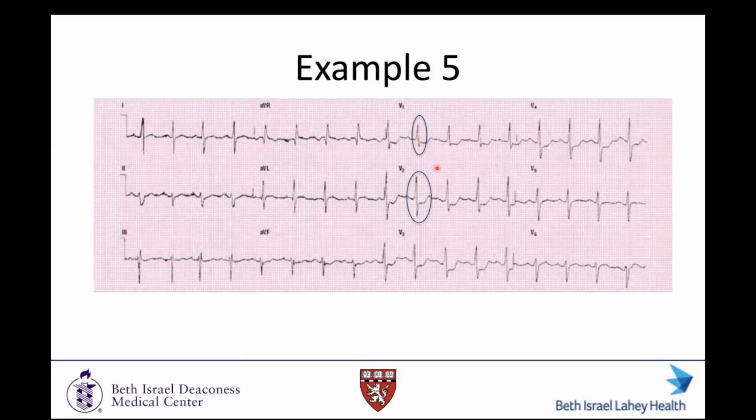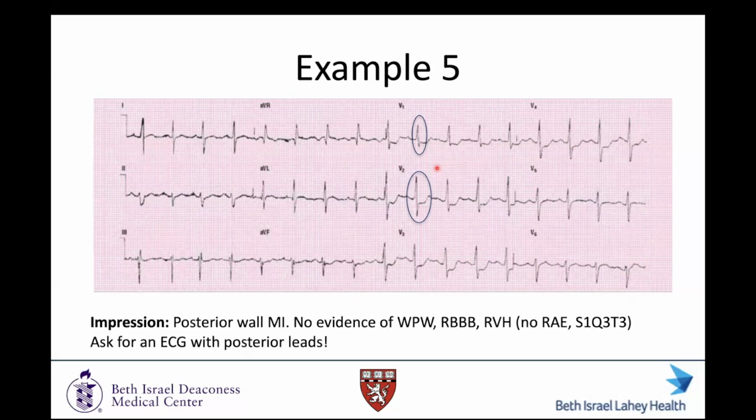You could think about Wolff-Parkinson-White. However, our PR interval is normal, it's not short. We don't see any delta waves. And assuming this person is middle-aged and our leads are placed correctly, what we're left with is a posterior wall MI, because we've ruled out all of these other things. And so it's really important in this situation to ask for an EKG with posterior leads.